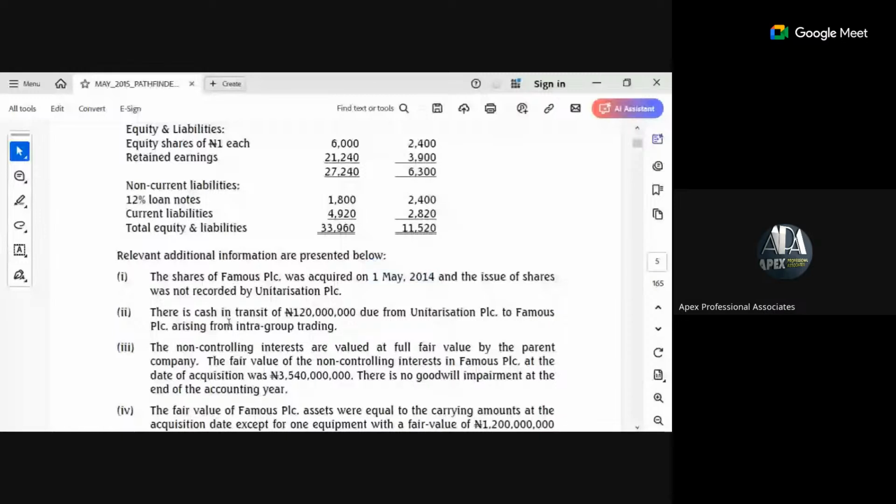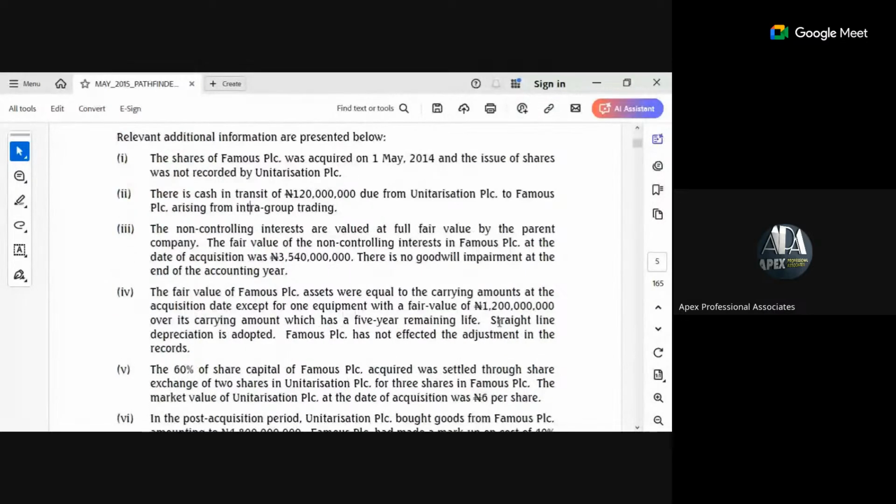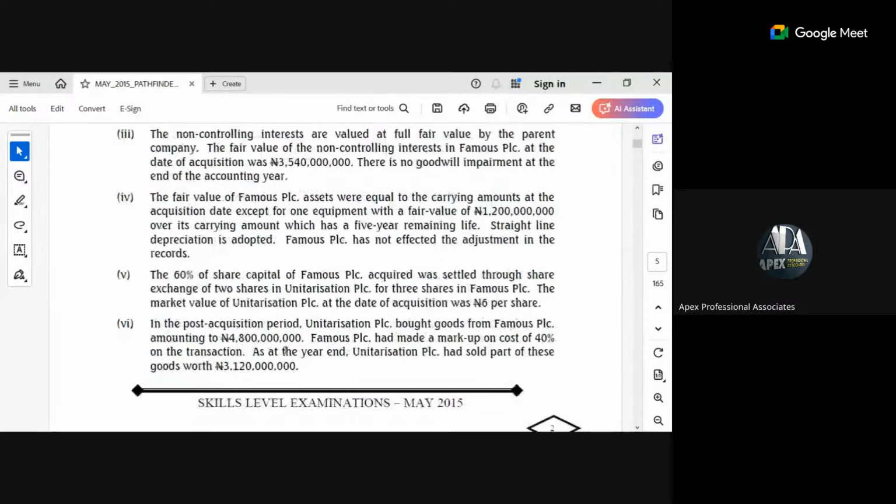There's a cash in transit of this amount due from this. The non-controlling interests are valued at full fair value. The fair value of the non-controlling interest at the date of acquisition is this. There is no goodwill impairment. The 60% shares in Famous was settled through a share exchange of 2 shares in U for 3 shares in Famous. The market value of U at the date of acquisition was 6 per share. In the post-acquisition period, all of these.